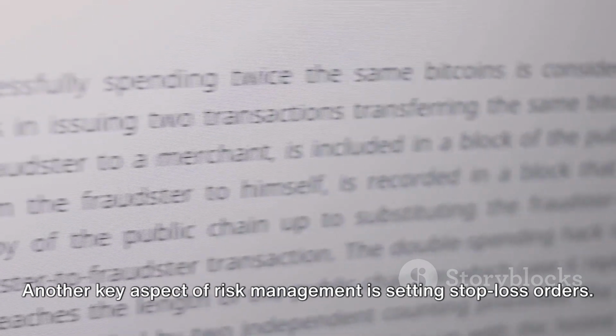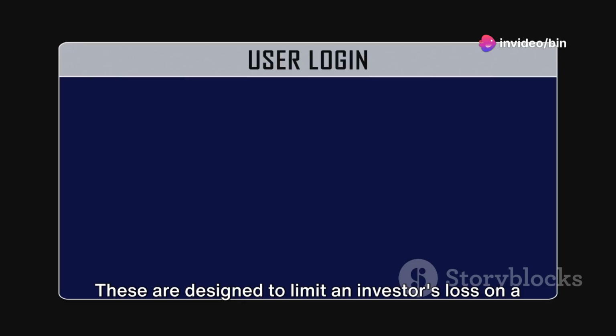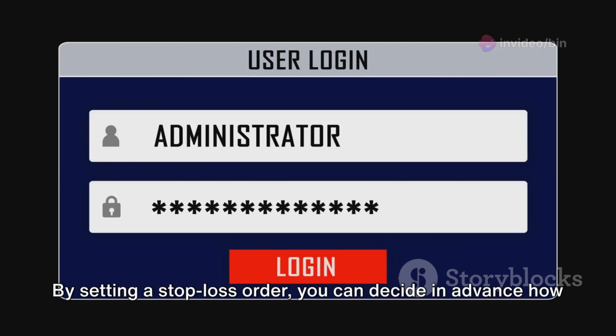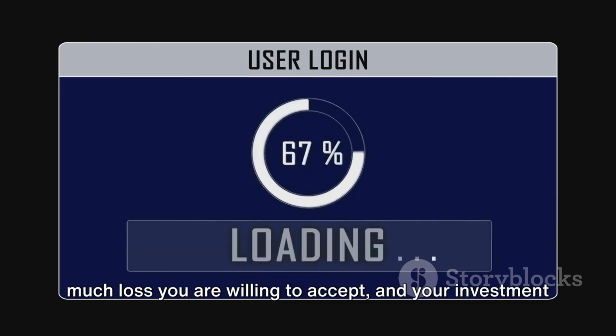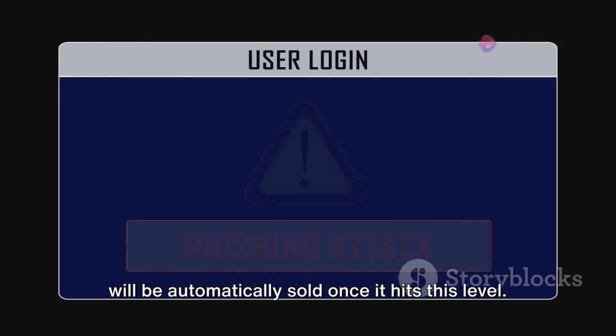Another key aspect of risk management is setting stop-loss orders. These are designed to limit an investor's loss on a position in a security. By setting a stop-loss order, you can decide in advance how much loss you are willing to accept, and your investment will be automatically sold once it hits this level.